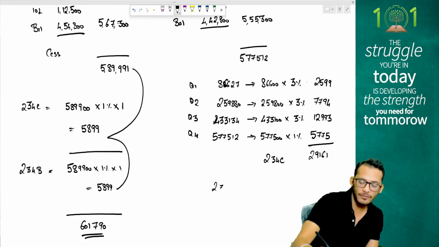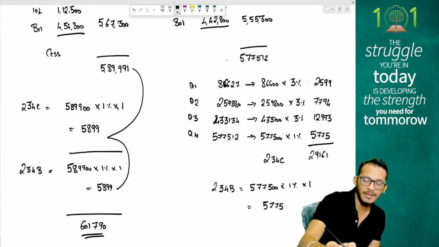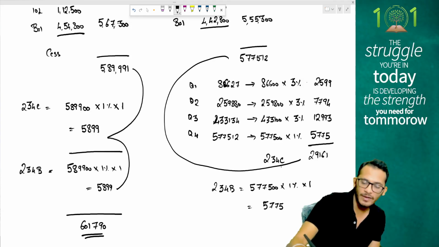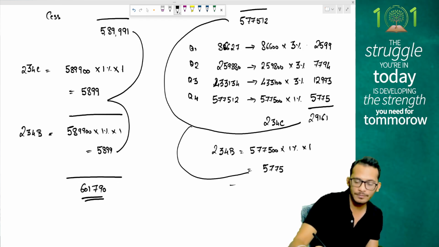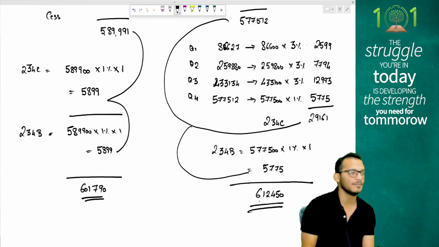My 234B will say 577,500 into 1% into 1, which is 5775. Three numbers are getting added: 577,512 and 5775, adding to 612,450. See, interestingly, people, what happened?